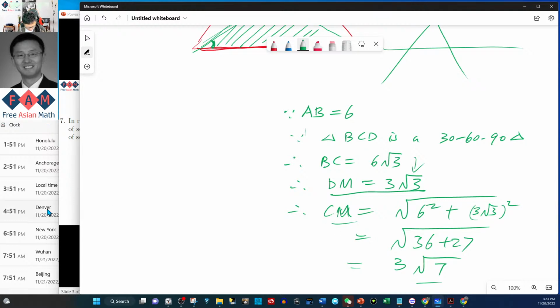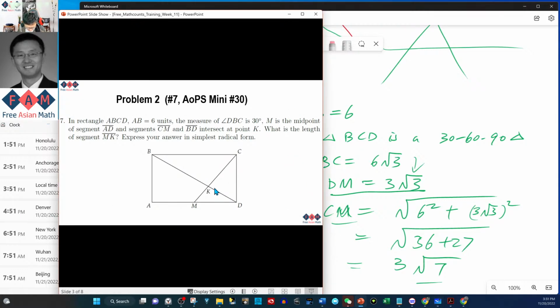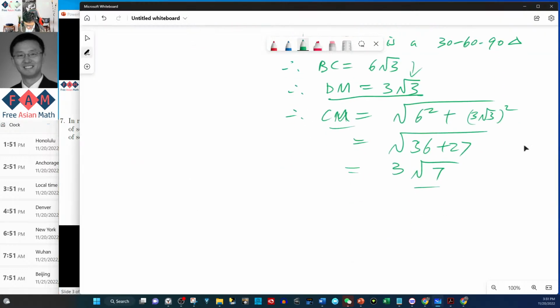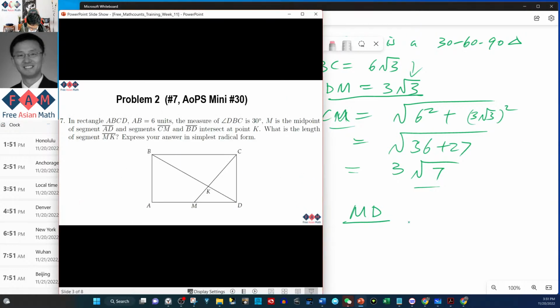Why do we need to know this? Because you want to figure out what kind of fraction MK is of CM. To that, we just need to know the ratio. But the ratio is very easy to see. It's just 1 to 2, right? Because DM is 1/2 of BC. M is the midpoint of AD. AD is congruent to BC. So MD to BC is 1 to 2.